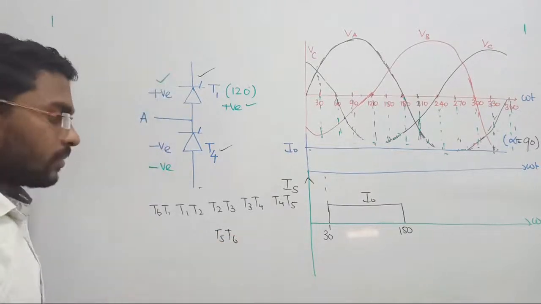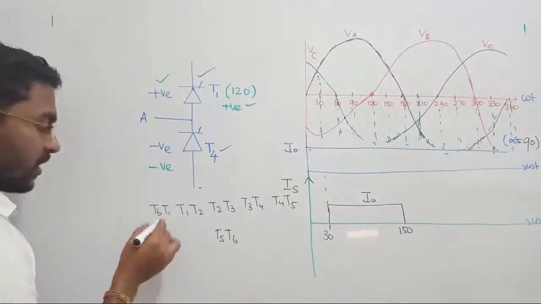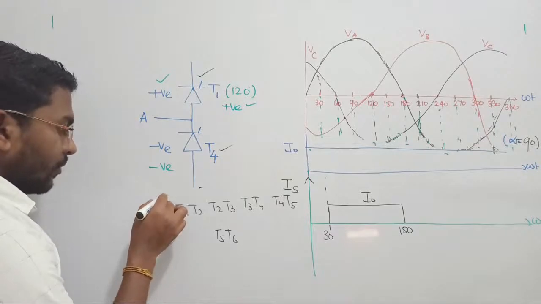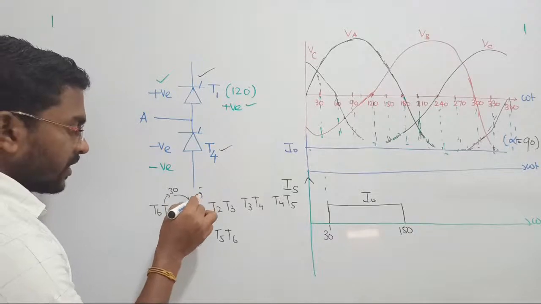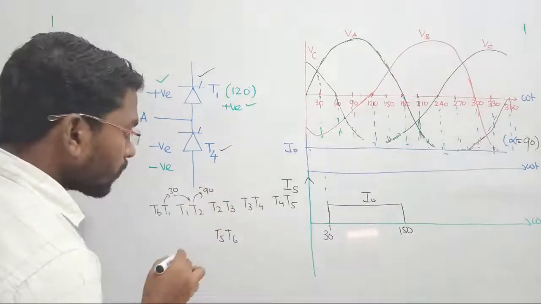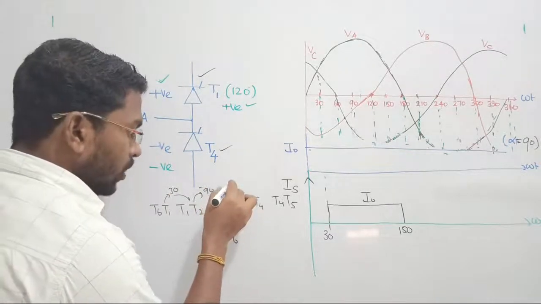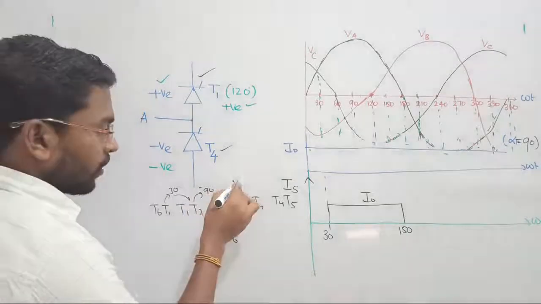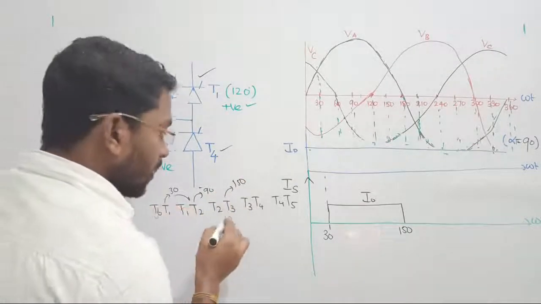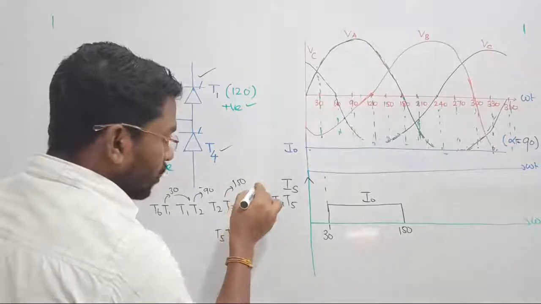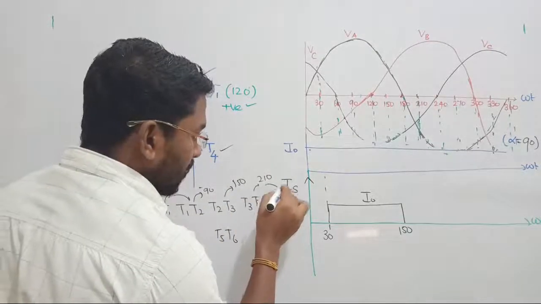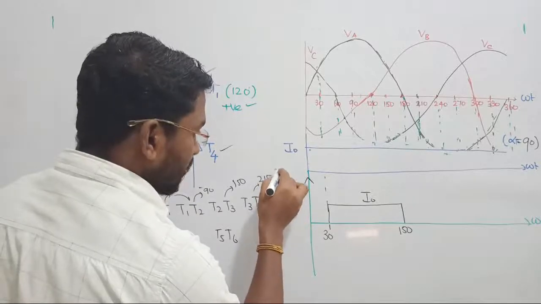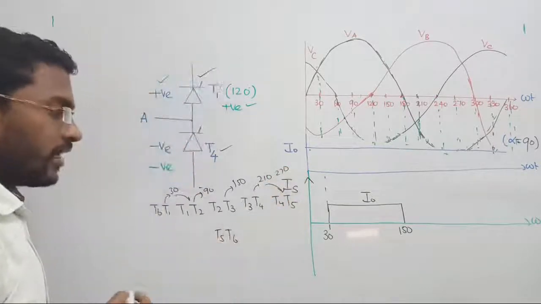In the first example, where did we start? Our journey started at 30 degrees. T1 had been triggered at 30 degrees, right? After 60 degrees, we are triggering thyristor T2, that is 90 degrees. After 60 degrees, at 150, we are triggering thyristor T3. After another 60, at 210 we are triggering thyristor T4. And then after 60, at 270 we are triggering thyristor T5. Anyway, it does not matter.